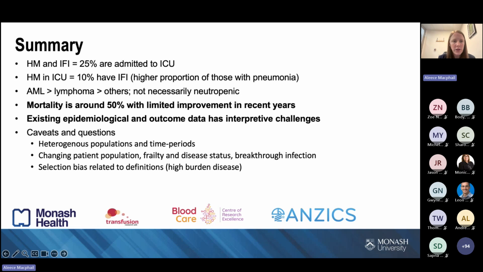But the epidemiological data we have has some real interpretive challenges. And some of the caveats and questions here relate to the heterogeneity of the population, the length of the time period, the recency of the data. And I think a really important consideration is, are we achieving similar outcomes in a different patient group, and really selecting out for the patients at highest risk.